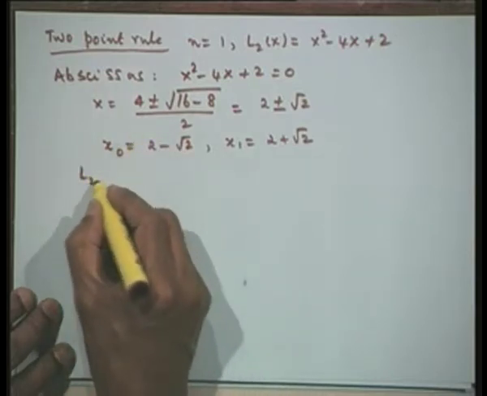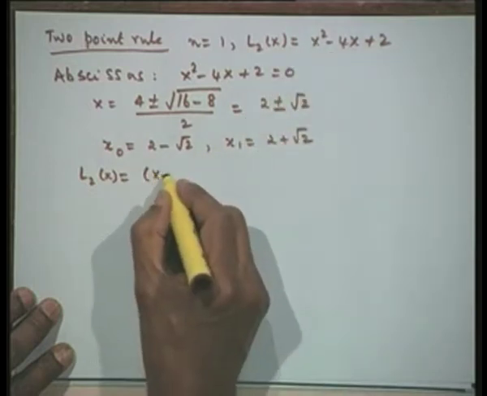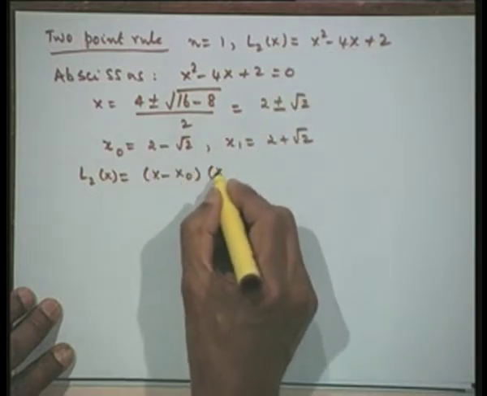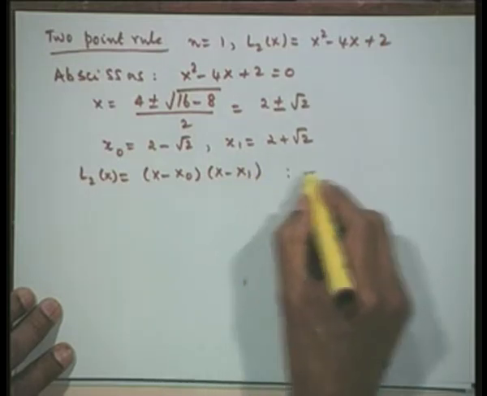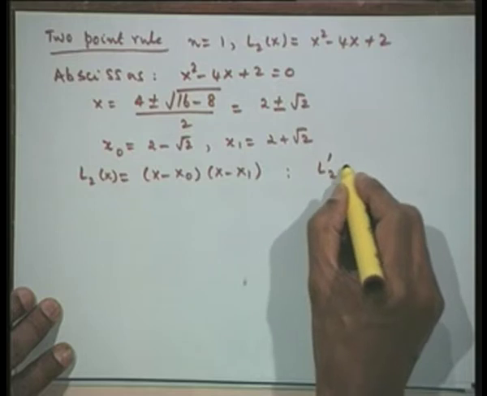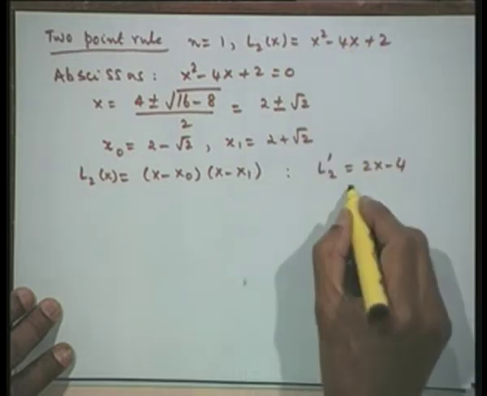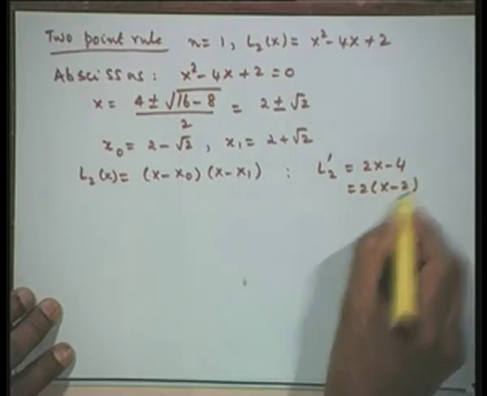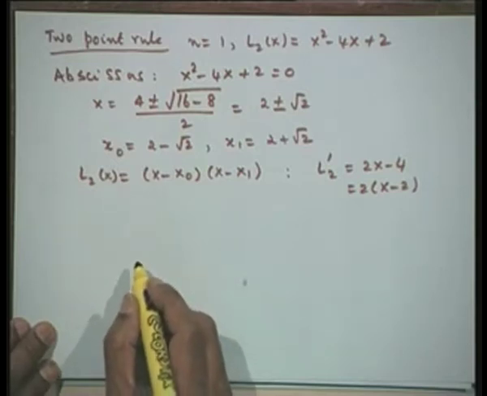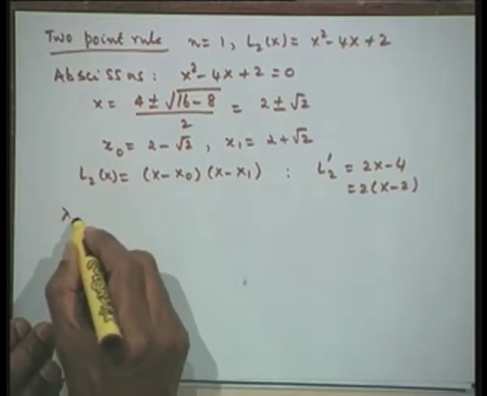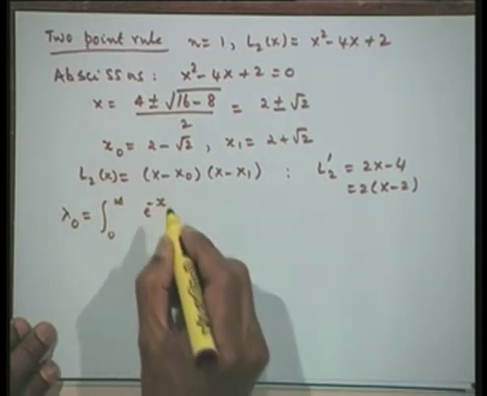And L2(x), again the leading coefficient is 1, so simply I can write it as (x minus x0) into (x minus x1), and we need its derivative. L2 dash is 2x minus 4, or 2 into (x minus 2). Therefore, let us find out lambda 0, the integral from 0 to infinity of exponential of minus x.